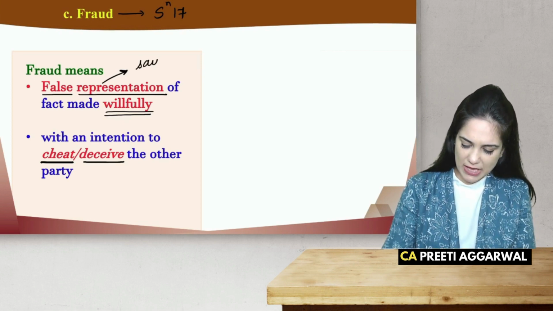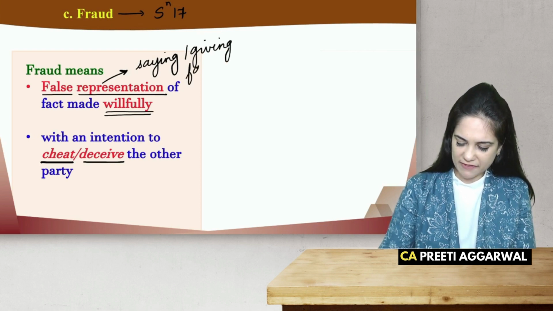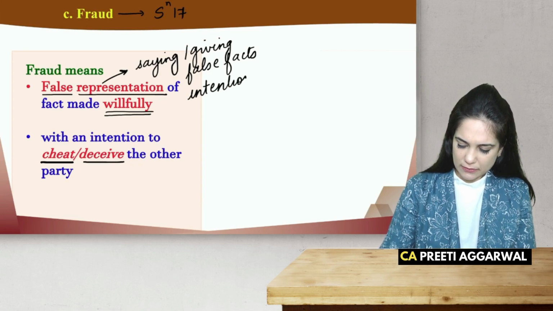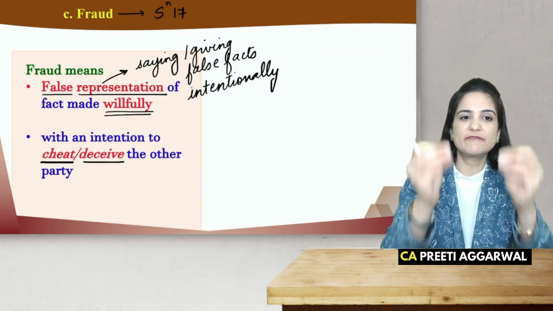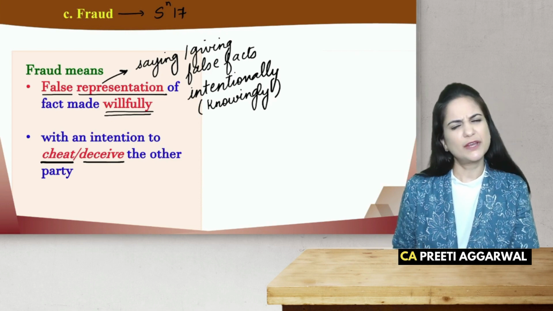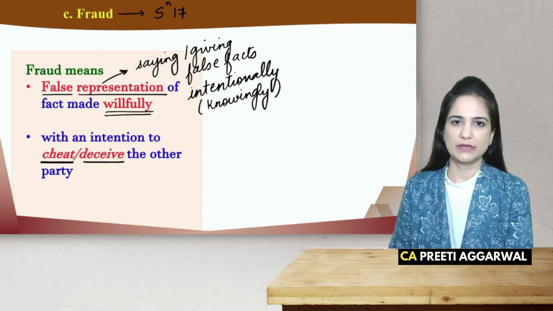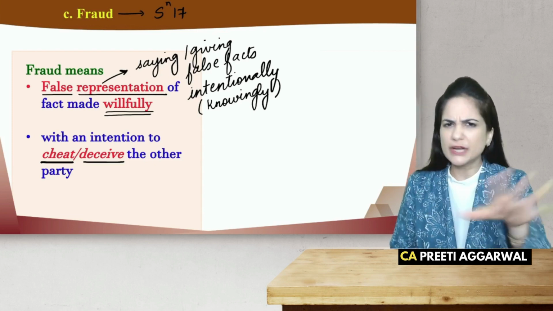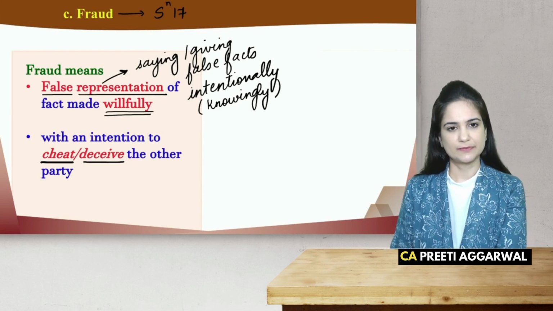So there is false representation of fact. It means I am giving false facts intentionally. In simple words, person is lying. He is knowingly giving false facts. He knows what he's saying is false. His intention is to cheat, to deceive the other party, to force him to enter into contract or run away with his money. Please pause the video, write this, and then I will discuss the example because I need space.